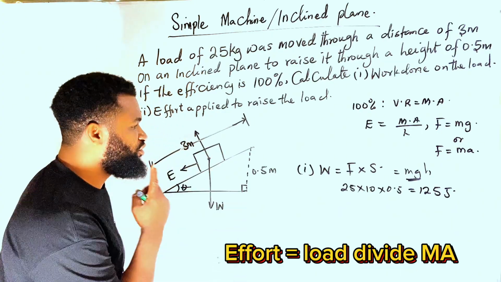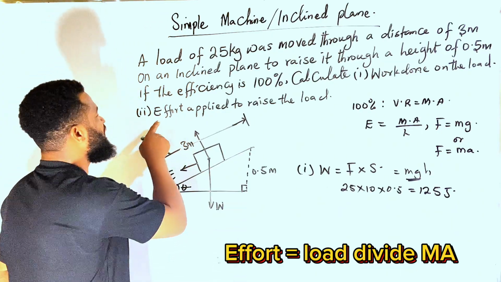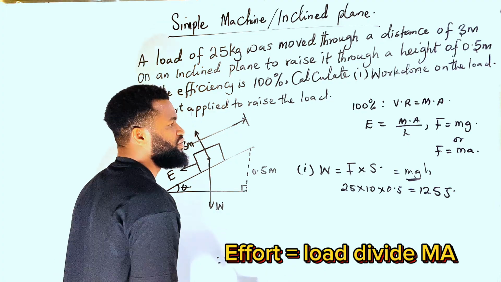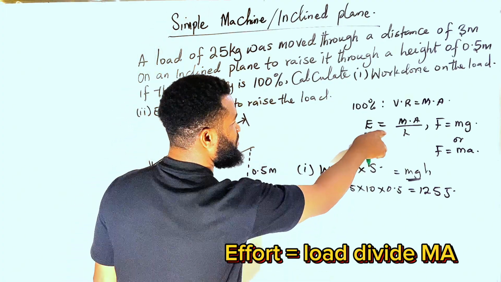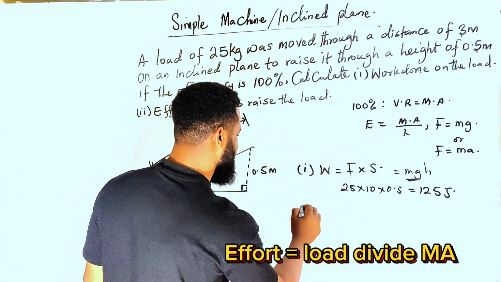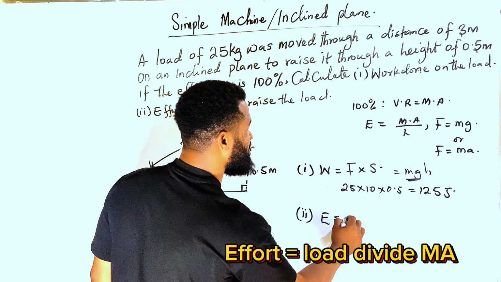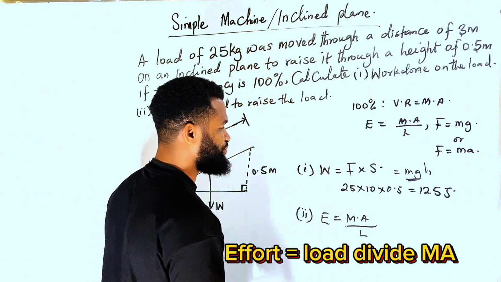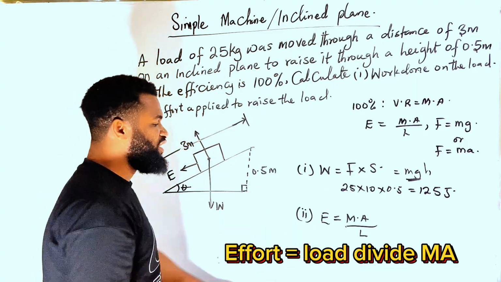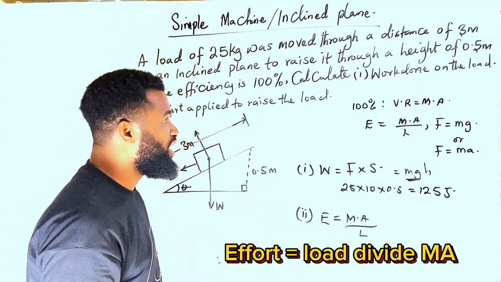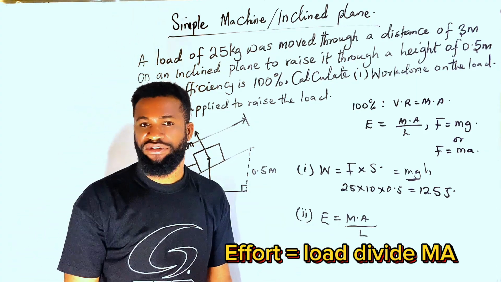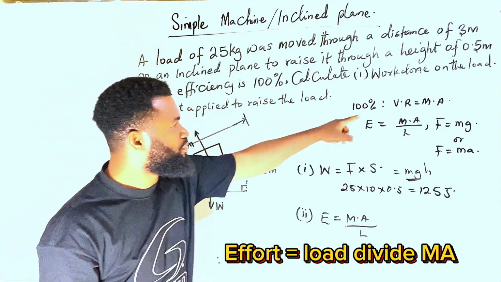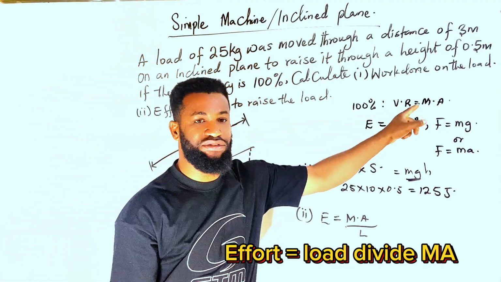So the next thing is the effort applied to raise the load. I'm going to use this formula: effort is going to be mechanical advantage all over load. Now, what is the mechanical advantage? I don't know, it was not given in the question, but I was given that efficiency is 100%. From this condition, I'm going to find velocity ratio.